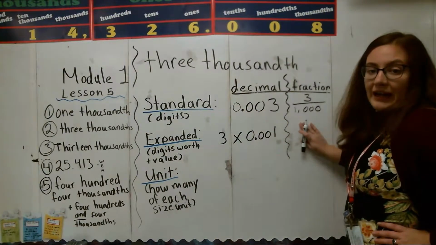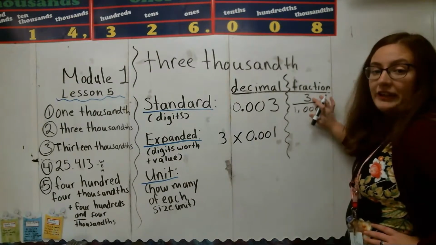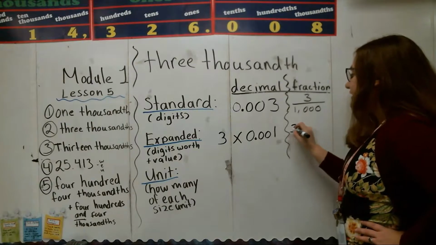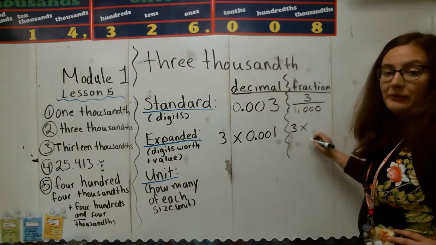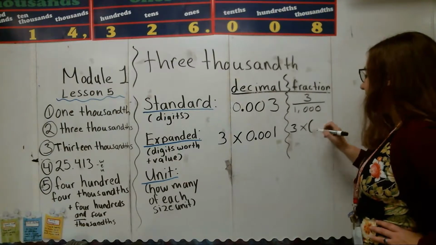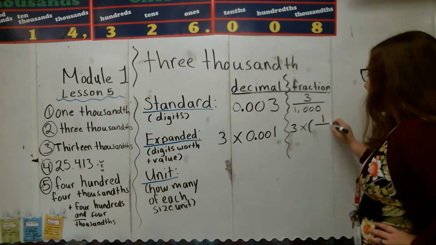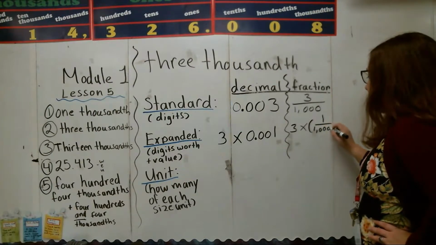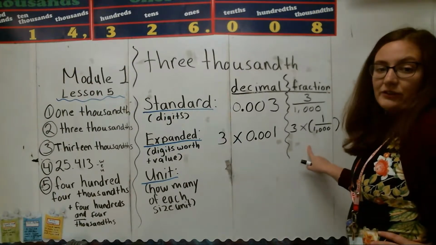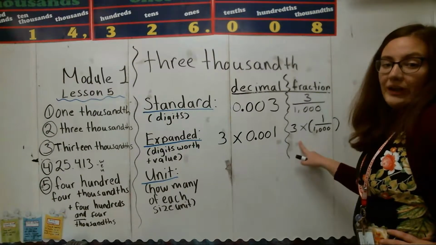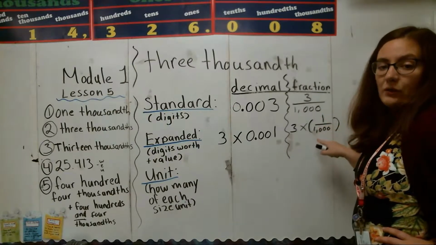Now for my fraction, what I'm going to do is I again have 3 copies of, so I take a look at that numerator, so 3 copies of. Remember when I do fractions, I always have those parentheses. And then I'm just going to rewrite what 1,000th looks like as a fraction. And that is how I would write the expanded form with a fraction. So 3 times parentheses 1,000th.